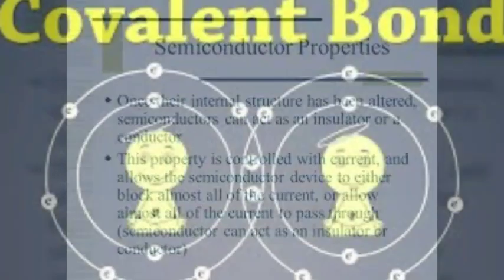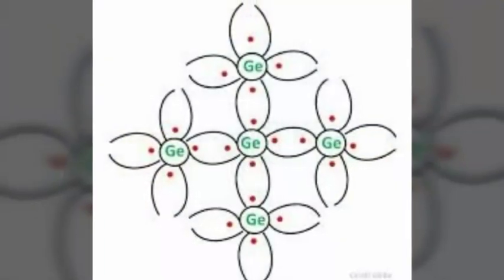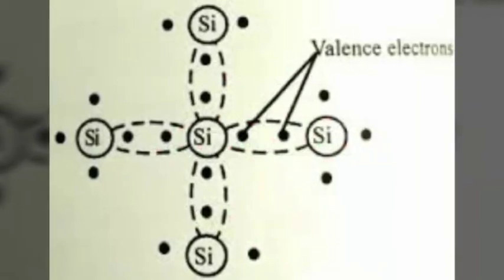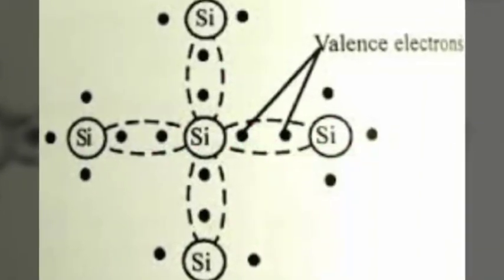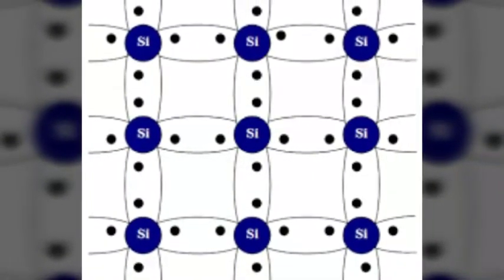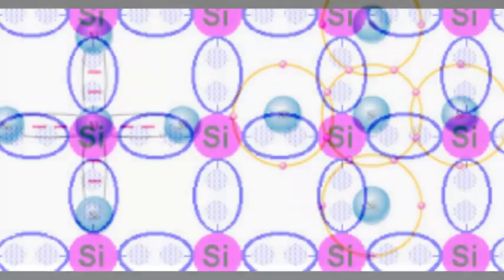Next is bonds in semiconductors. In semiconductors, bonds are formed by sharing of valence electrons. Such bonds are called covalent bonds. In the formation of a covalent bond, each atom contributes an equal number of valence electrons, and the contributed electrons are shared by the atoms engaged in the formation of the bond.